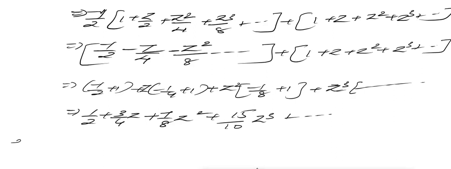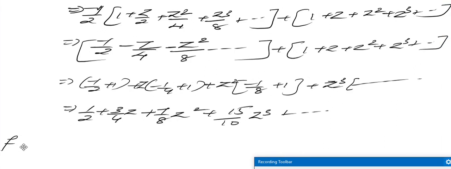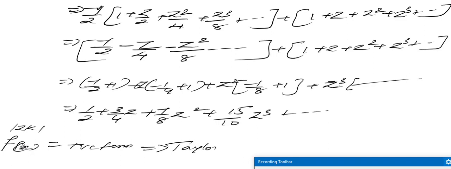You can see this function for mod z less than 1 gives all positive values, right? So all the values are positive terms, and powers of z are also positive. So this series can be called a Taylor series as well.